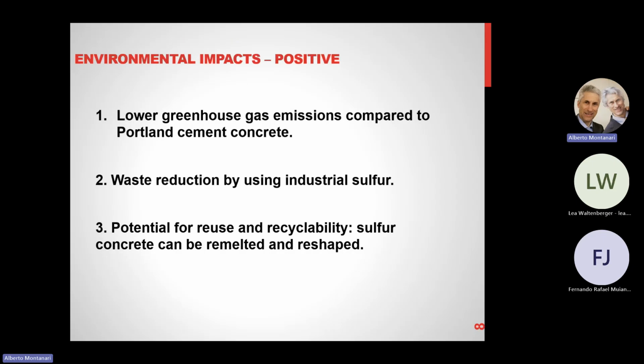The positive environmental impacts of using sulfur concrete: lower greenhouse gas emissions compared to Portland cement concrete. The other one is waste reduction by using industrial sulfur. And the last one is the potential for reuse and recyclability of sulfur concrete, because we can melt it and reshape it.